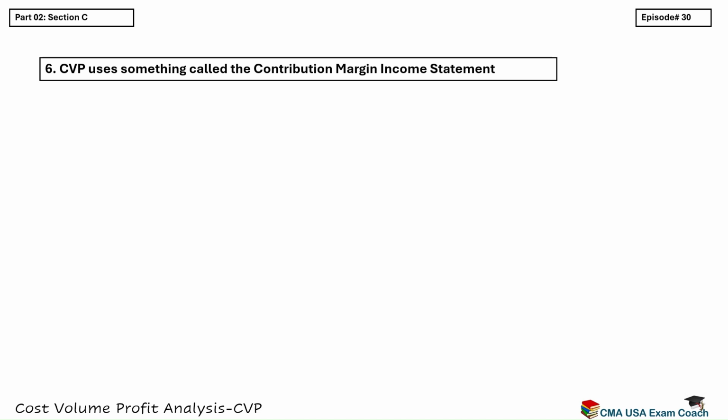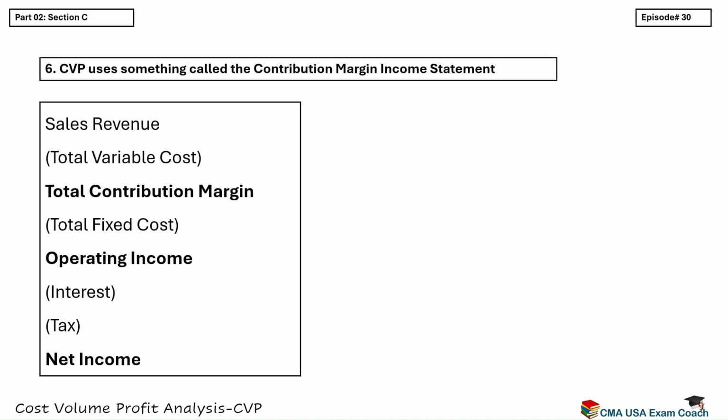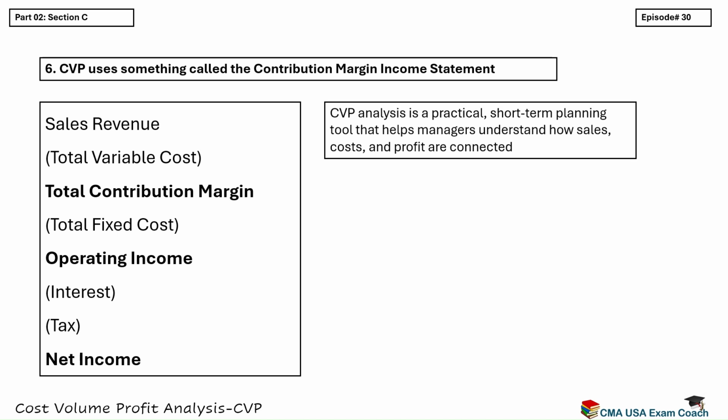And finally, CVP uses something called the contribution margin income statement. Now this is different from the traditional income statement. The contribution margin format separates costs into variable costs and fixed costs. This is important because in CVP, we focus on how much each unit sold contributes to covering fixed costs and generating profit. That's why the contribution margin is such a powerful concept, and we'll explore it in more detail in the next slide.